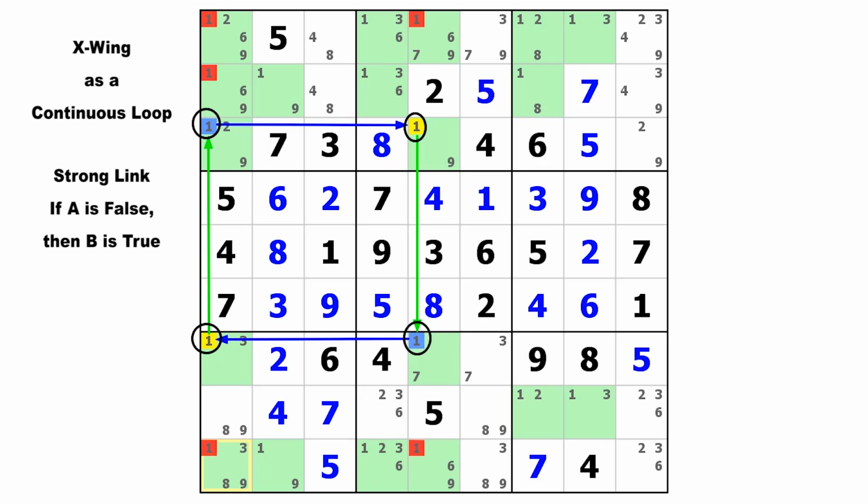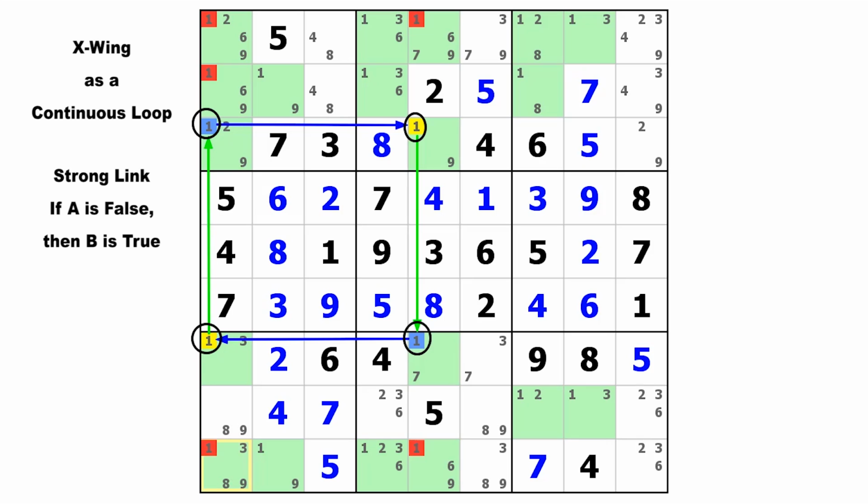And remember, with an AIC type 1 or 2, we always have to begin with a strong link. But if you can construct a continuous loop, you can actually begin with a weak link. It really makes no difference which candidate you think of as your starting point or which direction you move, as long as you have an even number of links and they alternate strong, weak, etc., and they perfectly connect back to where you started with no deviations.